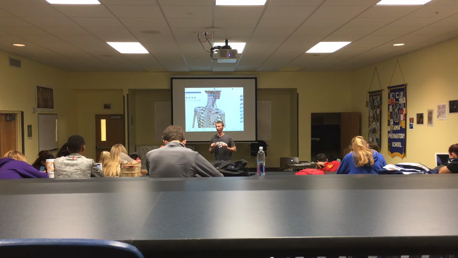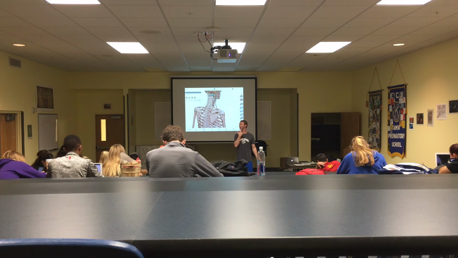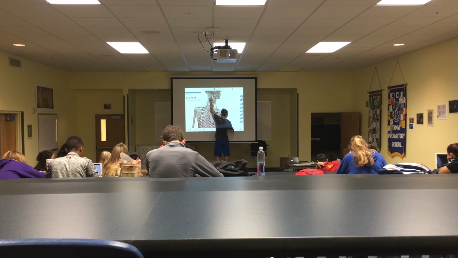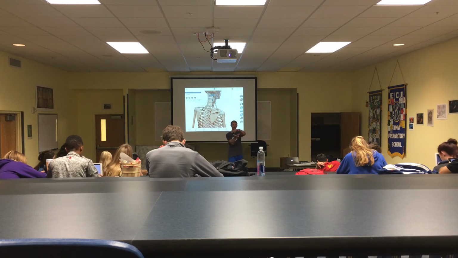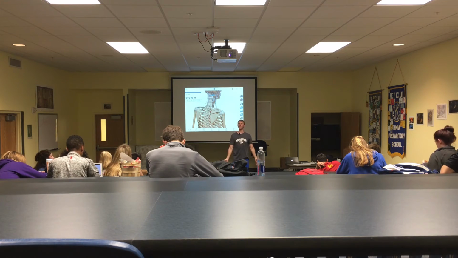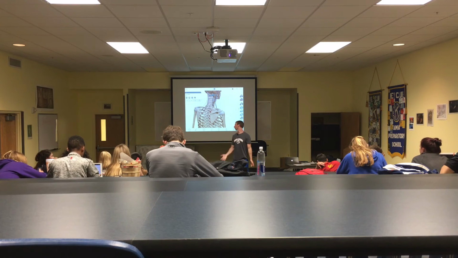Then, if I want to look at 90 degrees of rotation, 50% of my 90 degrees of rotation comes from C1 and C2, atlas and axis. They rotate. 50% of my 90 degrees of rotation comes at those two vertebrae, and the remaining makes up the difference.